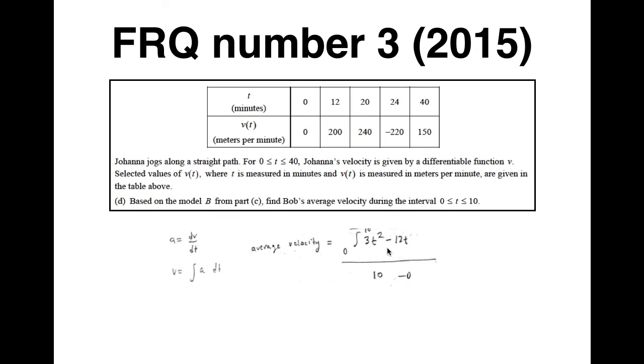Sadly for the student, they didn't choose the correct expression. This is not the expression for the velocity, it's actually the acceleration that they found in question C. So if you want to find the average velocity, it's 1 over 10 times the integral of the velocity itself. So it's wrong from here, actually.